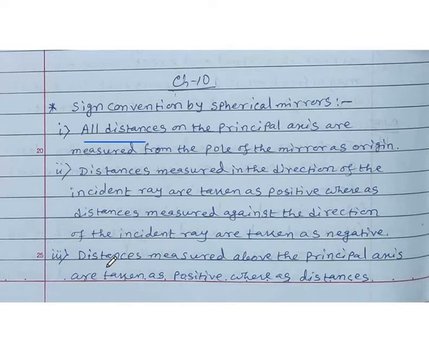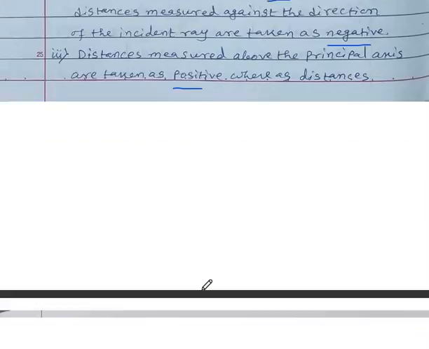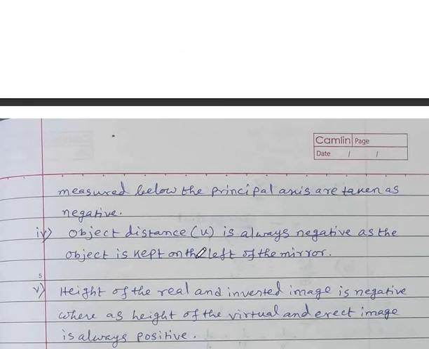Distances measured in the direction of the incident ray are taken as positive, whereas distances measured against the direction of the incident ray are taken as negative. Distances measured above the principal axis are taken as positive, whereas distances measured below the principal axis are taken as negative.